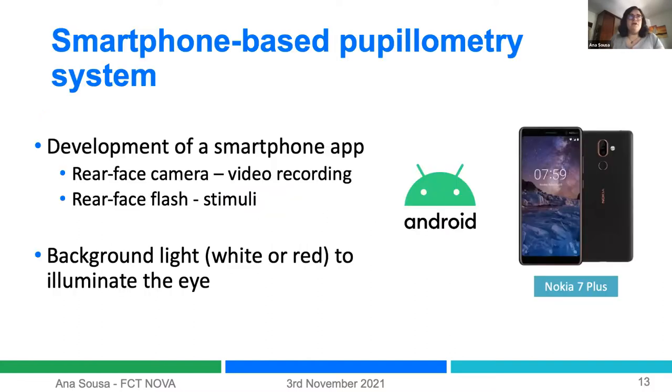So how are we doing that? First, we need to build a smartphone-based system. So we are developing a smartphone app. In this case, we are using Android, and we are using the rear-facing camera for video recording and the rear-facing flash to allow the stimuli at a certain time that we automate. And we are also using some background light in different colors, white and red. I will explain further why we made this. But the main goal is to illuminate the eye so that we can have a good quality of the images and to be able to detect what is the pupil and its size in each frame of the video.